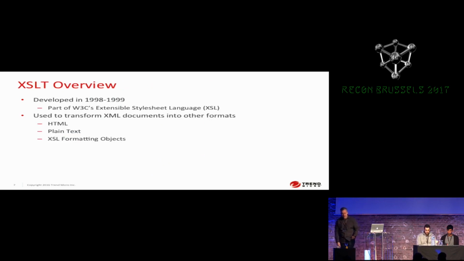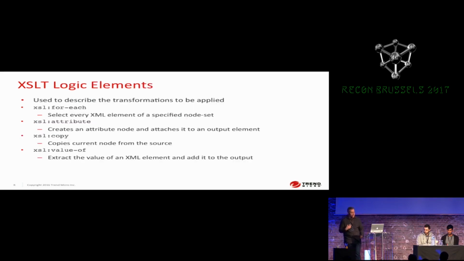Now, XSLT has been around since the late 90s, was part of W3C's Extensible Stylesheet Language specifications, and it's used a lot by application developers to transform XML data into other formats. Back when I was developing code in my everyday life, I used XSLT a lot and XML a lot to define data and bring it into a system and transform it to different formats like HTML, plain text, or you can also transform it into XSL formatting objects for later use. But what's important about XSLT are the logic elements that do processing.